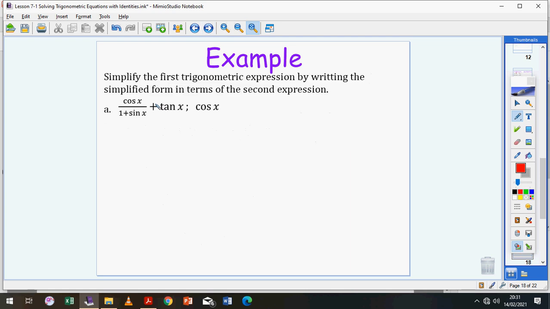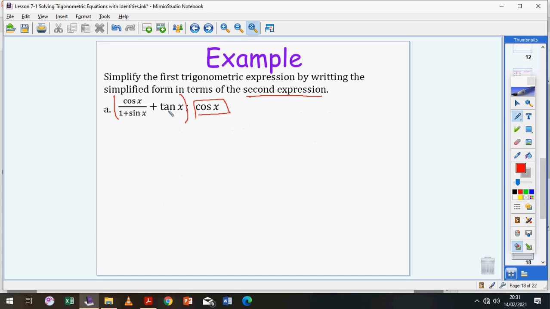Another example: simplify the first expression by writing the simplified form in terms of the second expression. So they want me to write all of this in terms of cosine. Let's attempt to do that. Start with what you know.